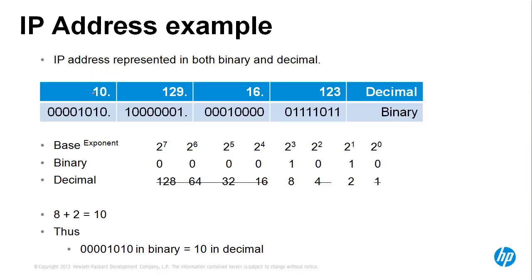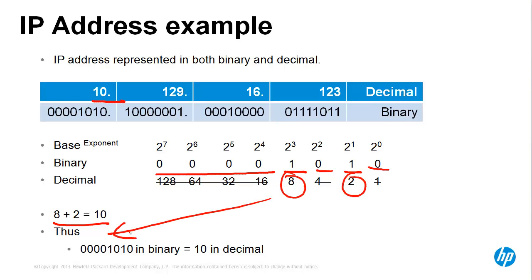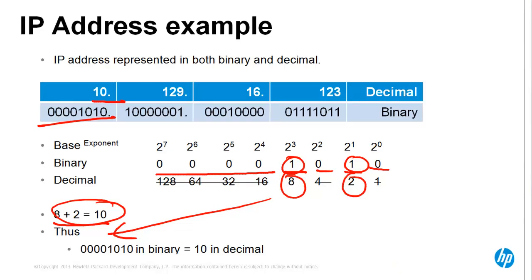So let's start with 10. 8 plus 2 equals 10. In other words, this bit is on and this bit is on. The other bits are set off. 8 plus 2 equals 10. Thus, 4 binary zeros, 1010 is the equivalent of 10 in decimal. Only those 2 bits are on, the other bits are set off.